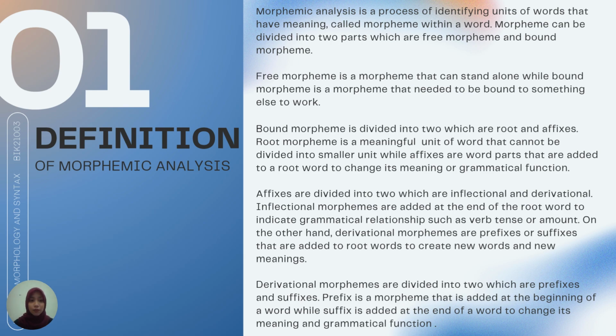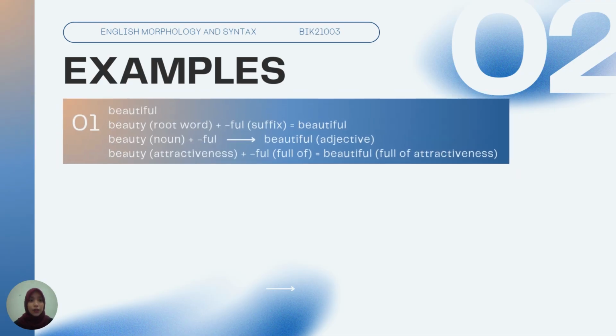Let's take a look at the examples. The first example is the word beautiful. The word beautiful comes from the root word beauty and the addition of the suffix full, and it made the word beautiful. The root word beauty is a noun and, with the suffix full added, it becomes beautiful, an adjective. It changed the grammatical function. The meaning of beauty is attractiveness, and full is full of. So the word beautiful means full of attractiveness.